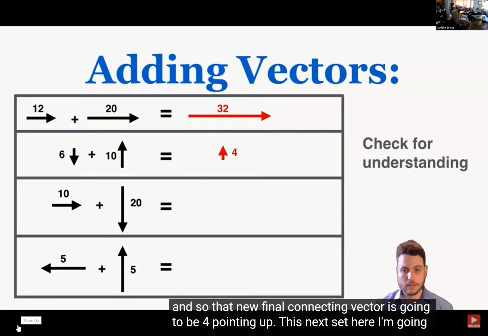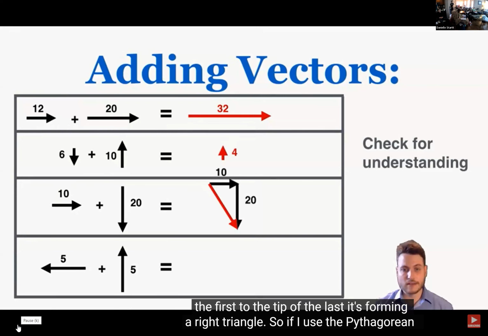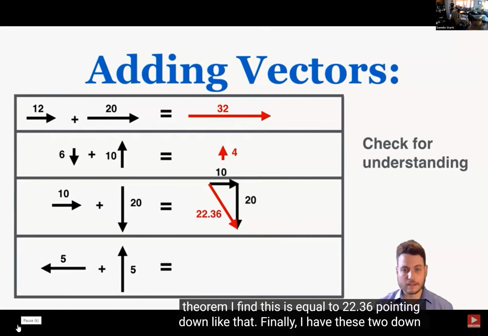This next set here, I'm going to connect tip to tail again, and I can see that when I draw that final vector from the tail of the first to the tip of the last, it's forming a right triangle. So if I use the Pythagorean theorem, I find this is equal to 22.36, pointing down like that.